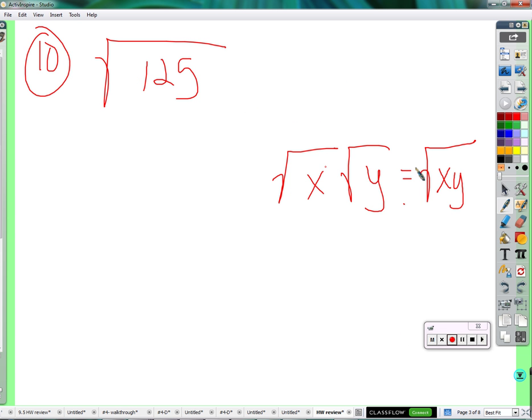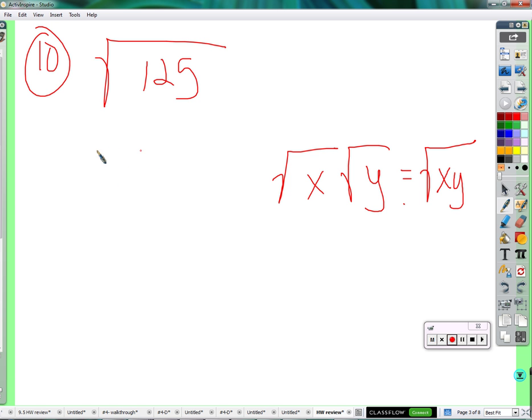So we know that's true. I can multiply square roots together, which should mean that I can take square roots apart, because if I were just multiplying back together, I'd be right back where I started. So let me choose an example that doesn't help us. I think I can factor this in a way that doesn't help us.